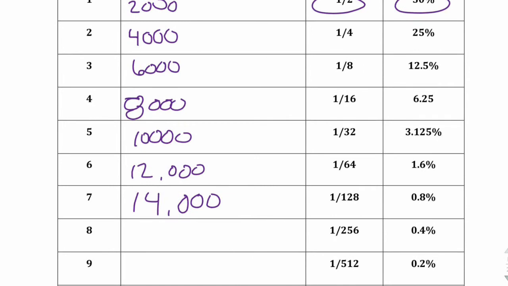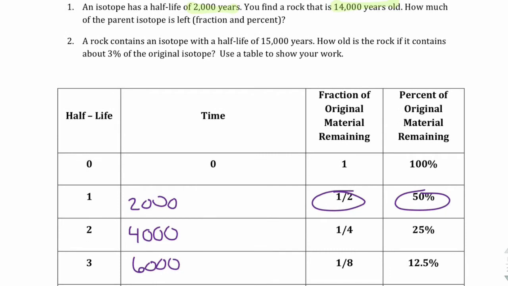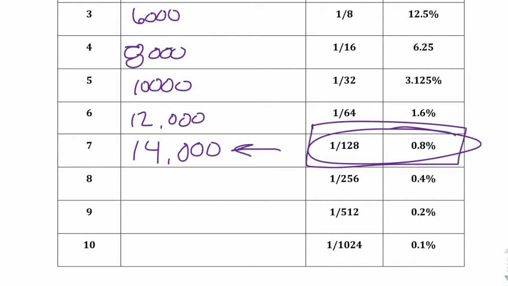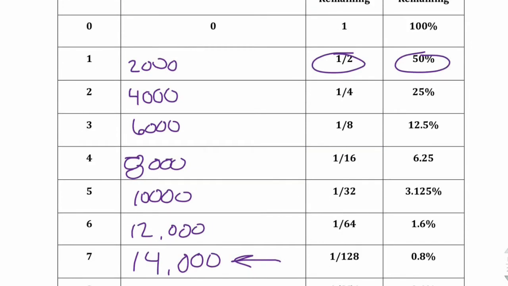Why am I going to stop at 14,000 years? Because if we go back to the original problem, it says you find a rock that's 14,000 years old. How much of the parent isotope is left? Well, here's our rock that's 14,000 years old based on the chemistry, and this is how much of the isotope is left. There's 1/128th or 0.8 of 1%. And that's it. This is my answer right here. Now, that's one of the types of problems I could ask you with half-life problems.